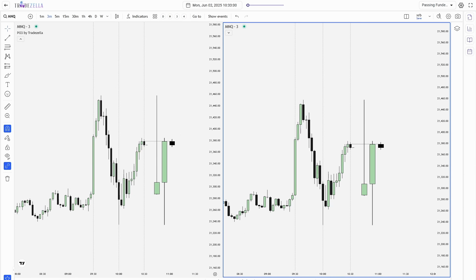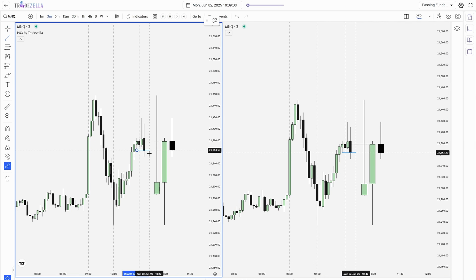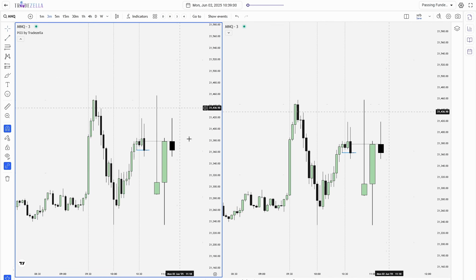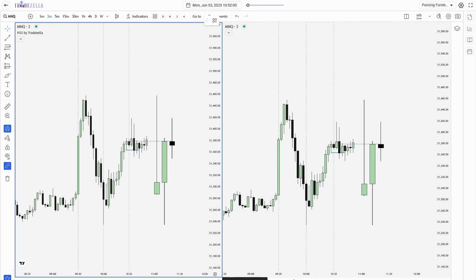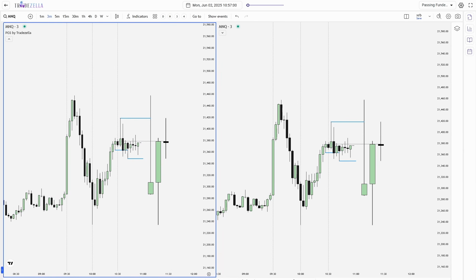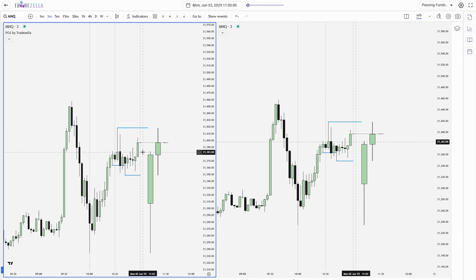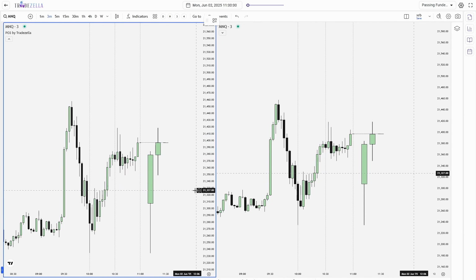Now the 10:30 is open. It kind of took this short-term low. Can we close above that candle? We're consolidating in between the range. And now we have closed above the consecutive series of candles after taking that short-term low.